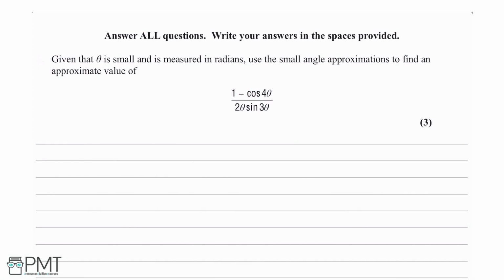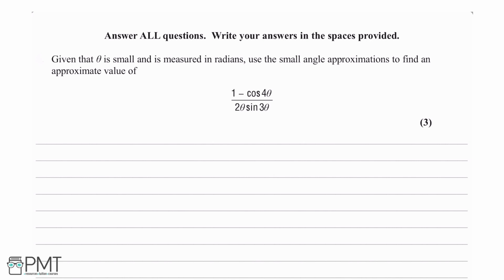We will be answering the question which is in front of us, so let's start by giving it a quick read. It says, given that theta is small and is measured in radians, use the small angle approximations to find an approximate value of 1 minus cosine 4 theta all over 2 theta sine 3 theta for 3 marks.